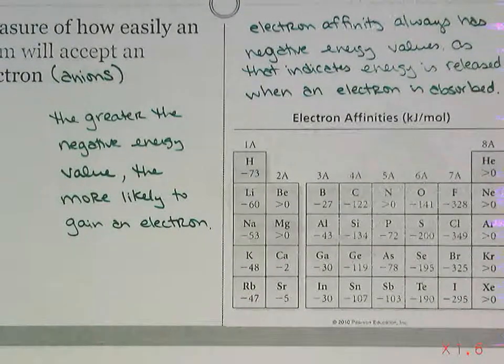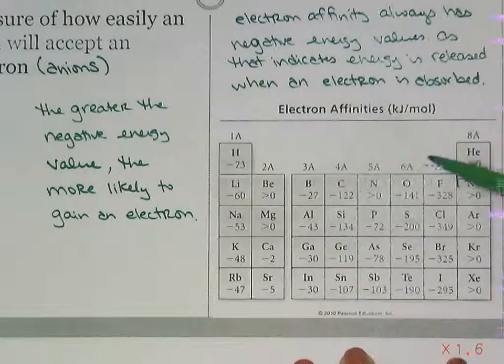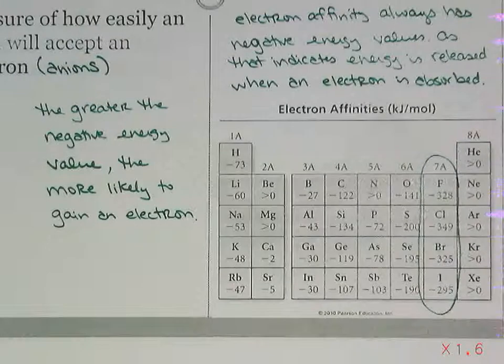Looking at our table of electron affinities, what family of elements has the greatest negative energy values? The halogens, these guys. What do we know about their likelihood to take on an electron? Extremely likely, right? So again, it makes sense with what we know. These are the greatest electron affinity values, and the halogens are very likely to take on one more electron. So they have the greatest electron affinity.